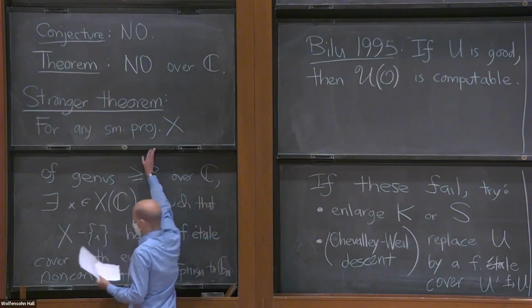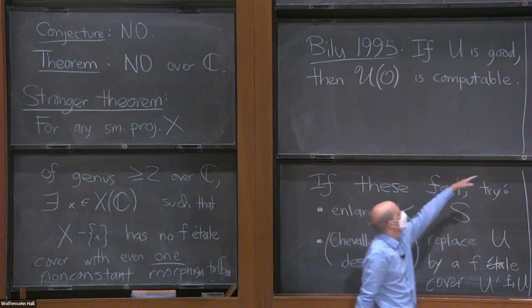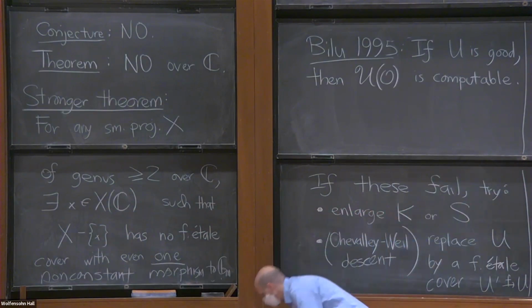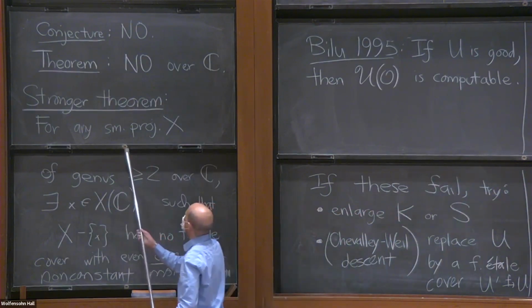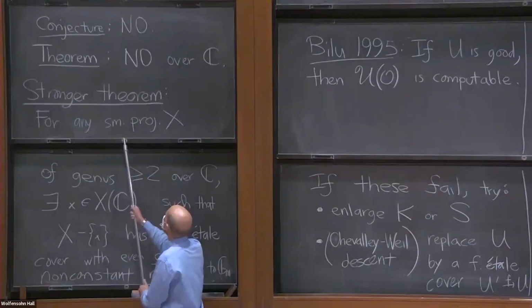Okay, so I can restate that, by going through these translations here, in terms of independence of points in the Jacobian of the cover.